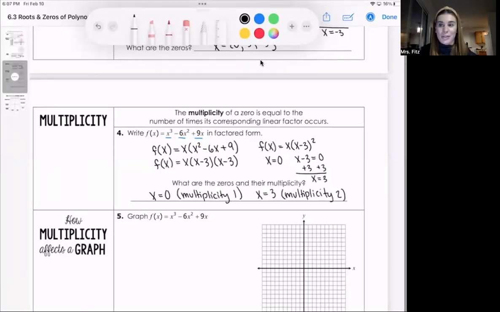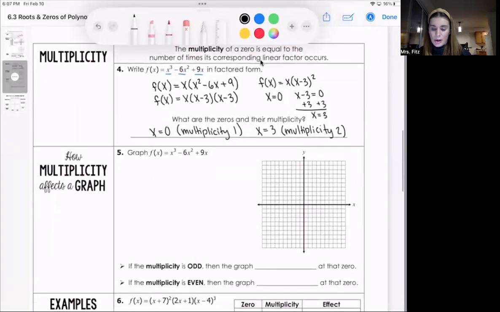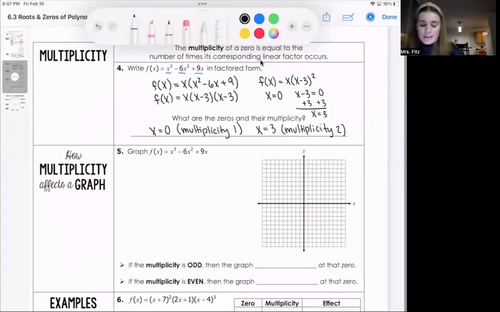They're just not unique, right? Okay, so let's see what this does to our graph when we start graphing the cubics that might have different multiplicities for their zeros. So we're going to go ahead and graph x cubed minus 6x squared plus 9x. We're going to do the same thing. Let's go ahead and make a table.